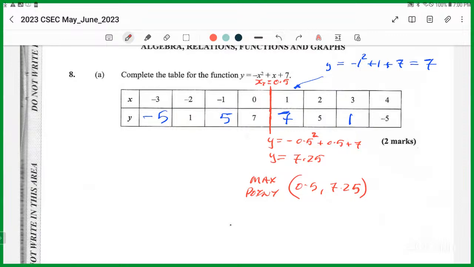Learn that. Only 2 marks for this. You can calculate 1, 2, 3, 4 values for 2 marks. Or tell the examiner that the values are symmetrical about the red line, if you want.